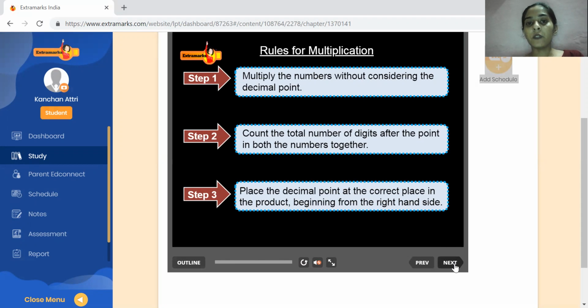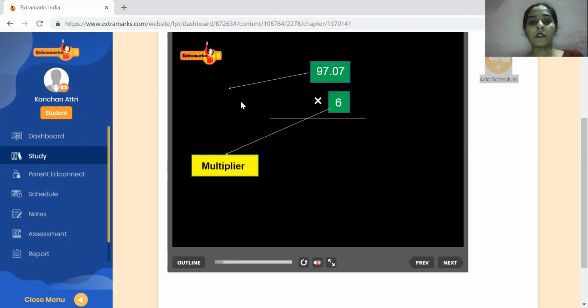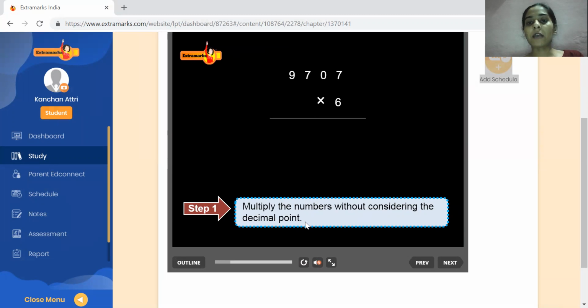Now let's go through an example. We have to multiply 97.07 by 6. As you can check, 6 is the multiplier and 97.07 is the multiplicand. According to step 1, multiply the number without considering the decimal point. We just take it as a whole number. Now we start to multiply. 6 times 7 gives 42. So we write 2 in the ones column and 4 as carry over.